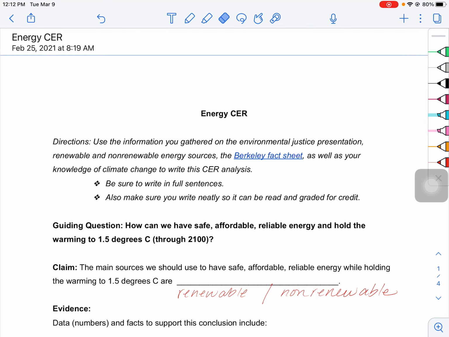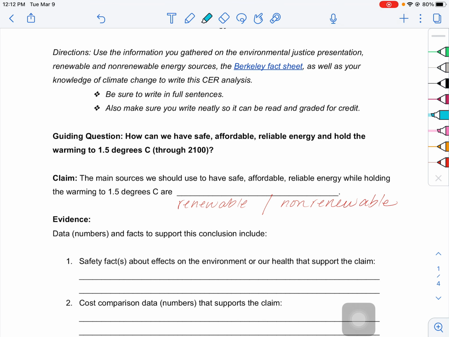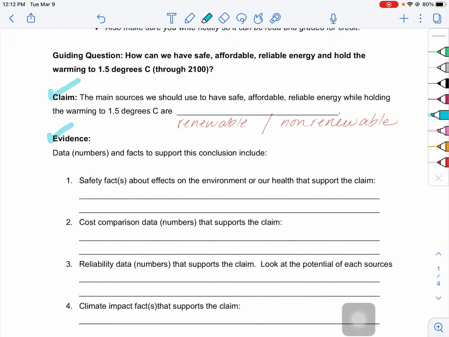So the energy CER is to be completed after both renewable and non-renewable near-pod energy notes are complete. And we are using that information that we gathered in both of those activities to complete our 3 parts. Claim, what we're thinking; evidence, facts that make us think that; and then the reasoning, our explanation of those facts. So those 3 parts are outlined here on your sheet, starting with the claim.